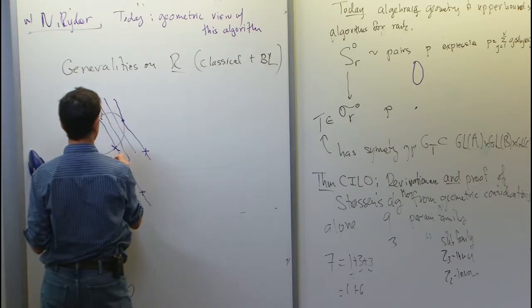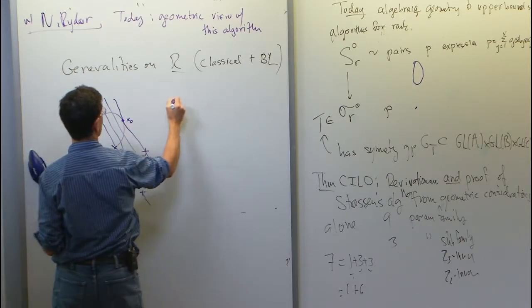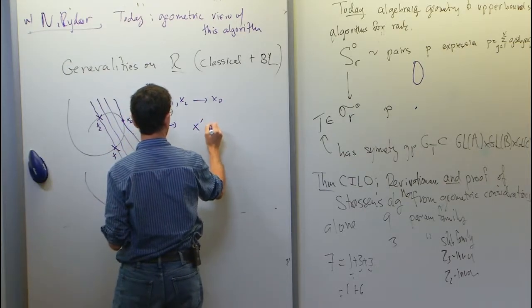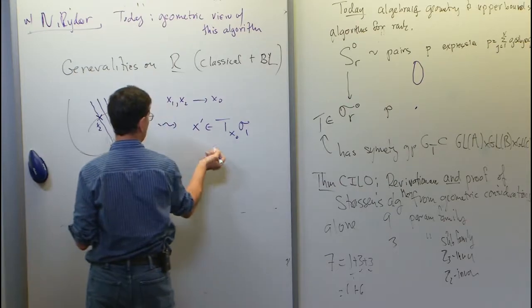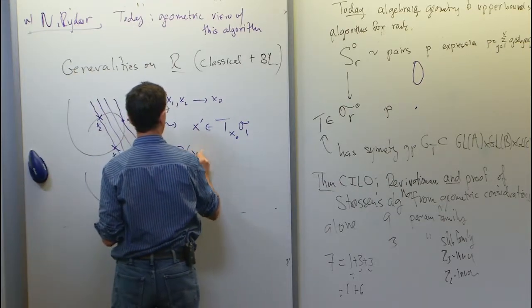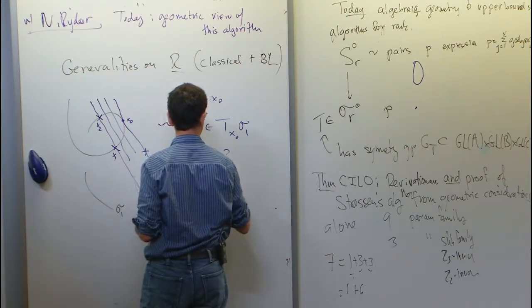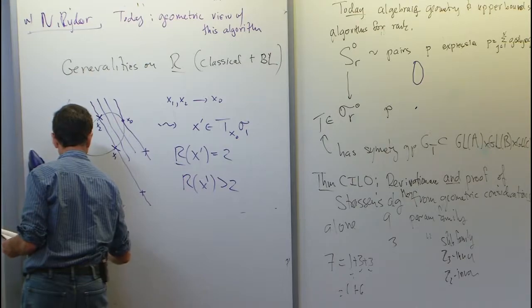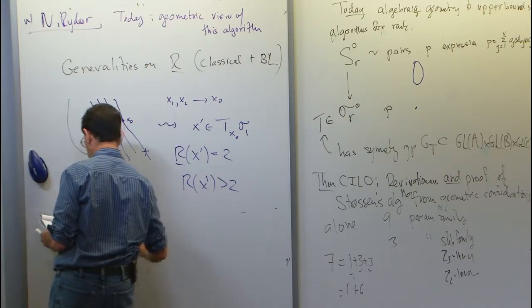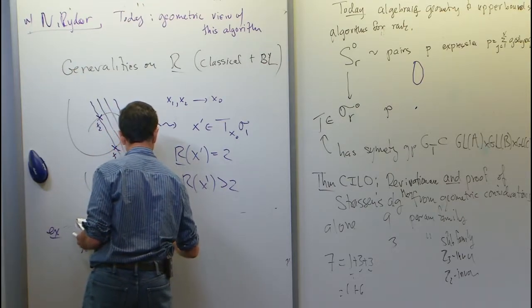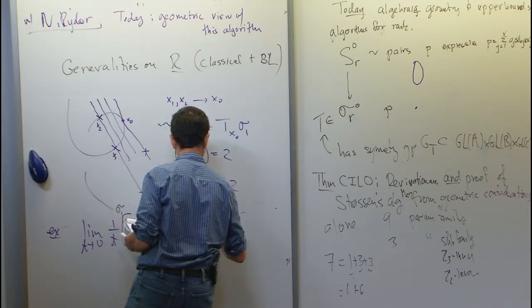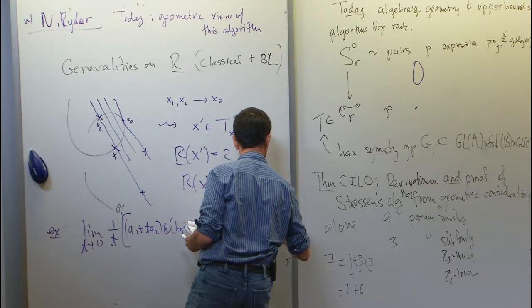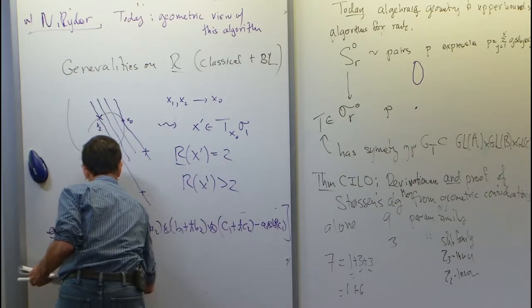So we have points, say, x1 and x2 going to some point x0. We get some x prime in the tangent space to x0 of sigma 1 that will have border rank of x prime equal to 2, and the rank of x prime will be greater than 2. It will not be on a secant line. So in a particular example, I could take the limit as t goes to 0 of 1 over t times (a1 plus t a2) tensor (b1 plus t b2) tensor (c1 plus t c2), minus a1 tensor b1 tensor c1. Of course, there's one pathological case where the rank actually equals 1.